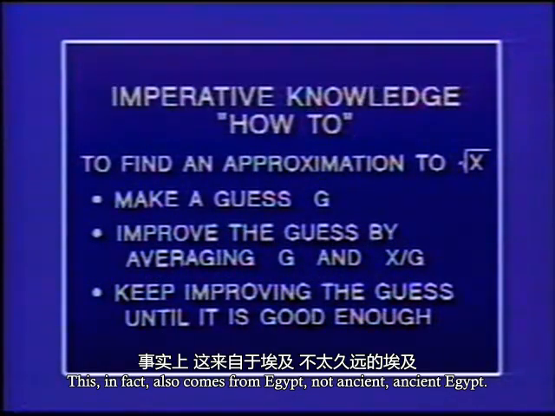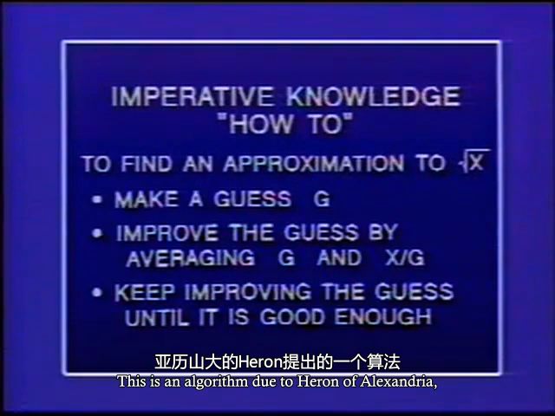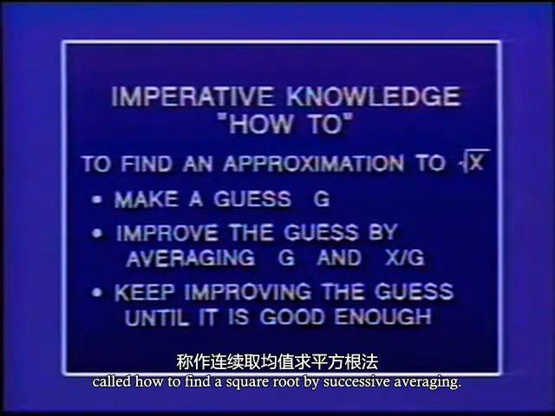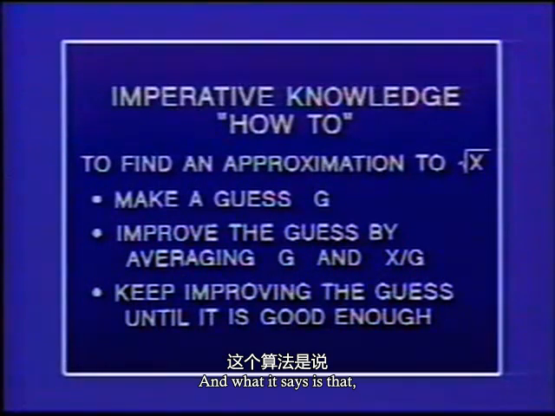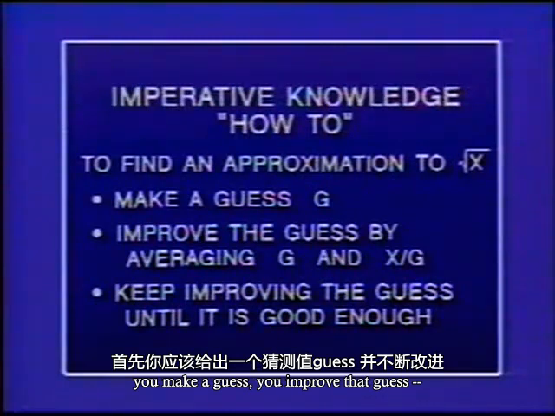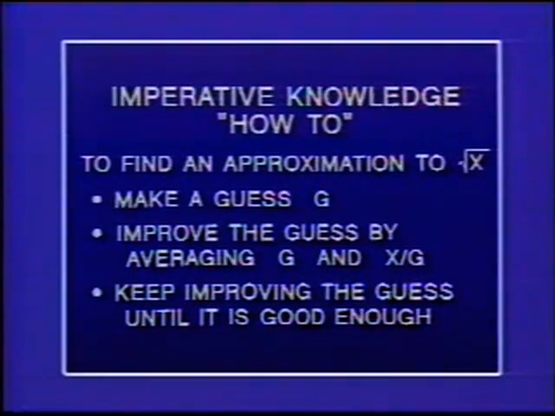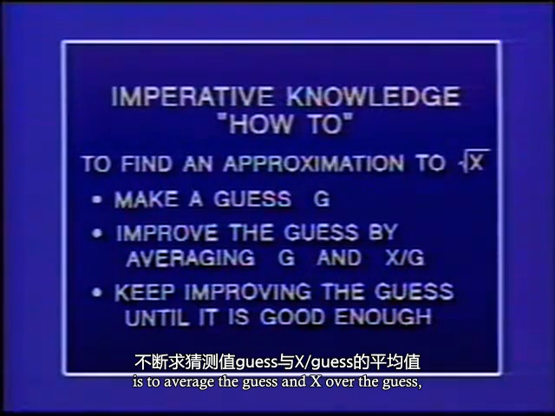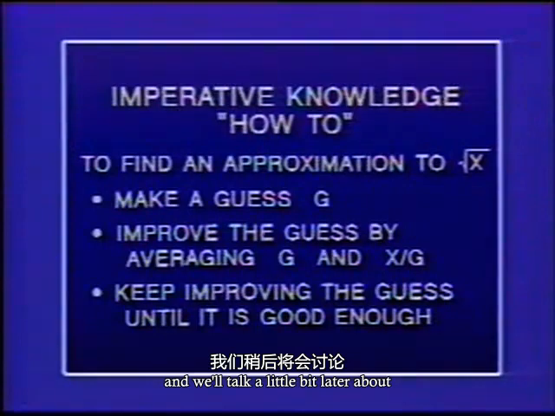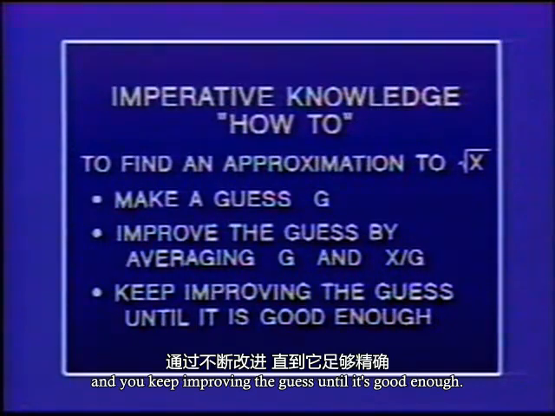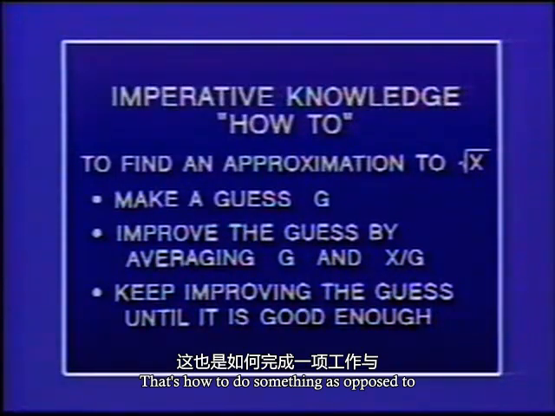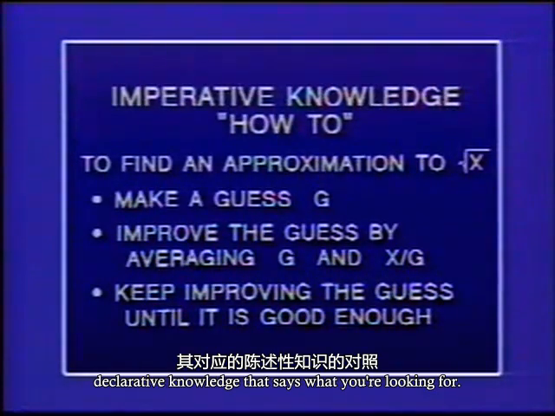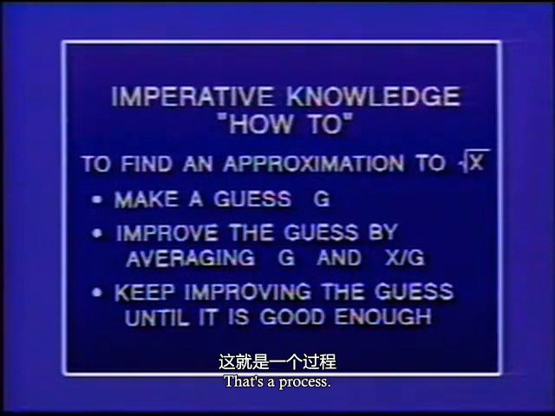This, in fact, also comes from Egypt, not ancient Egypt. This is an algorithm due to Heron of Alexandria called How to Find a Square Root by Successive Averaging. What it says is that in order to find a square root, you make a guess, you improve that guess, and the way you improve the guess is to average the guess and x over the guess, and we'll talk a little bit later about why that's a reasonable thing, and you keep improving the guess until it's good enough. But that's a method. That's how to do something, as opposed to declarative knowledge that says what you're looking for. That's a process.